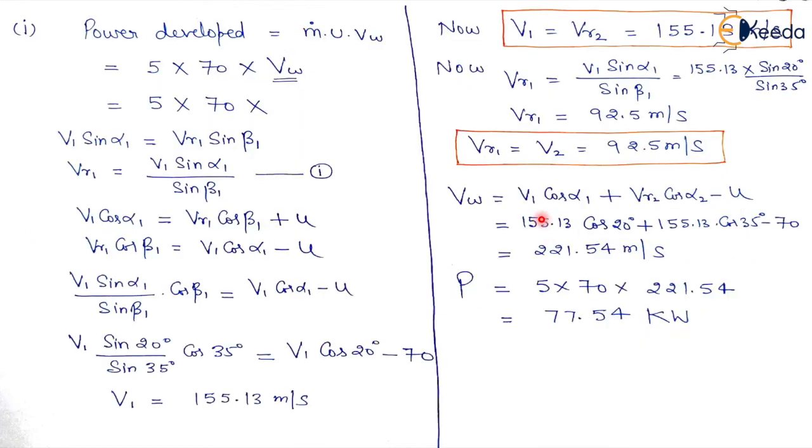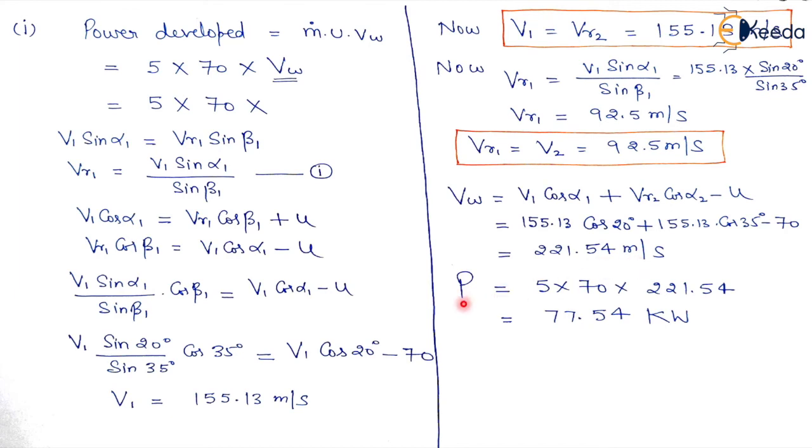Okay, now what is V1 cos alpha 1? V1 is 155.13, cos alpha 1 is cos 20, plus VR2 cos alpha 2, which is cos 35 degree, minus 70. After solving this, we will get VW is equal to 221.54 meter per second.